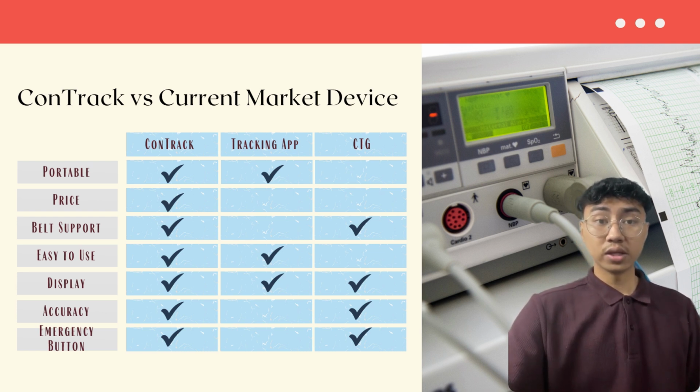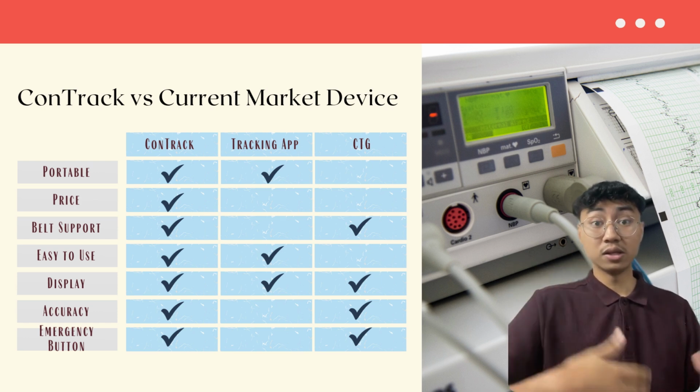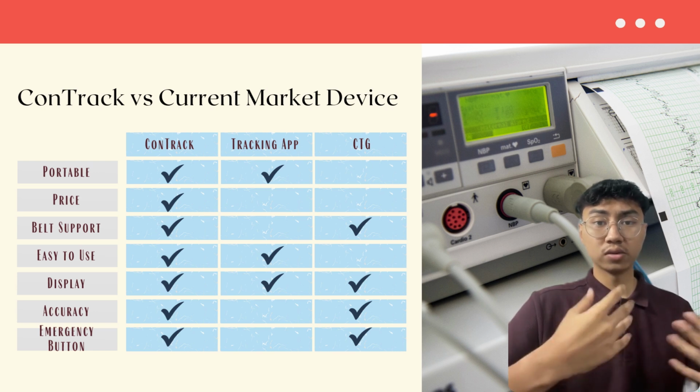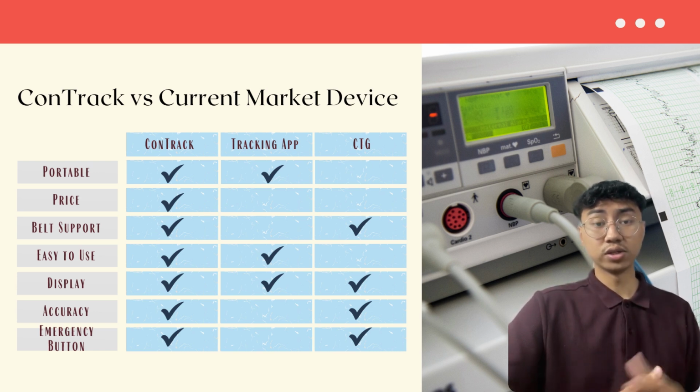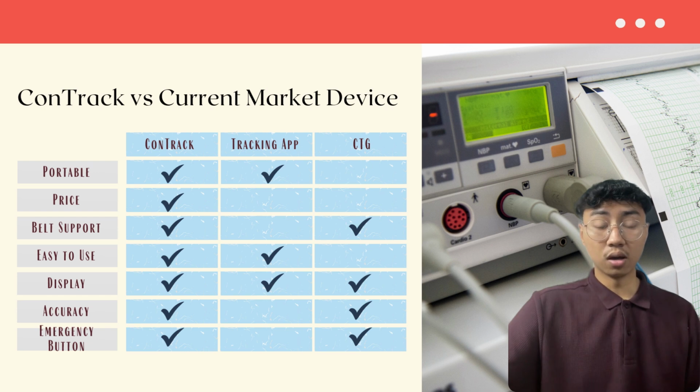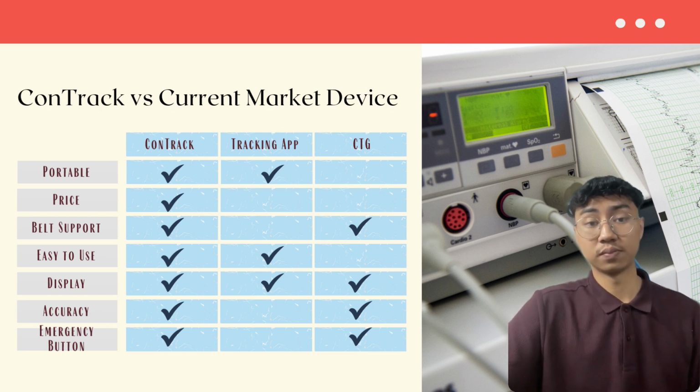Our ConTrack has a unique feature, which is the emergency button that enables quick alerts to medical personnel. So overall, our findings show that ConTrack offers an affordable and accurate solution by combining tracking app convenience with CTG device reliability to support the pregnant women and healthcare providers.